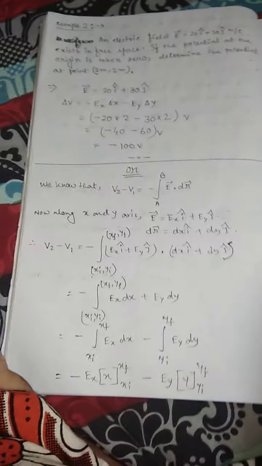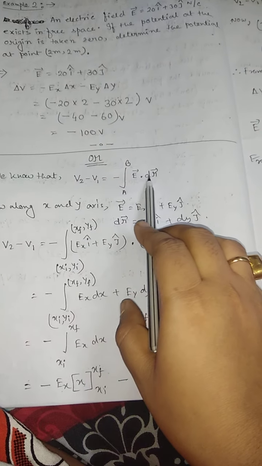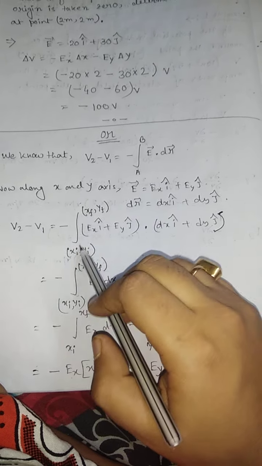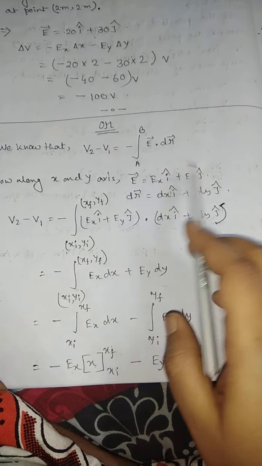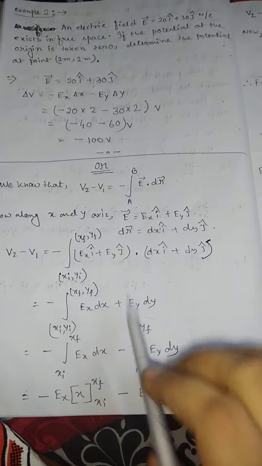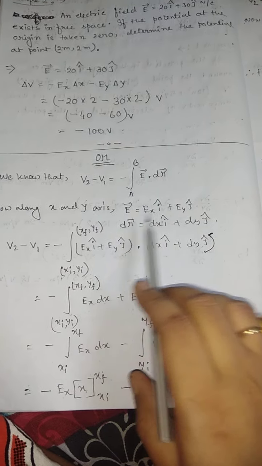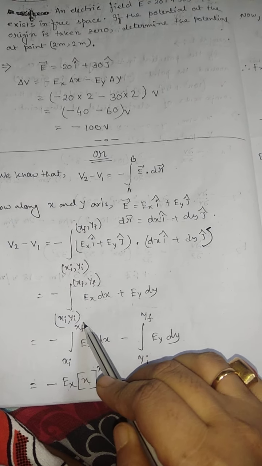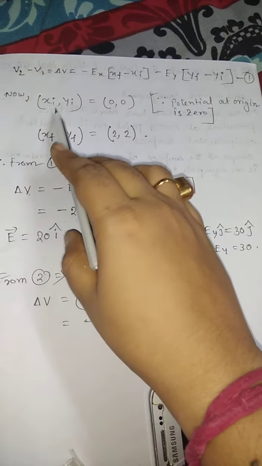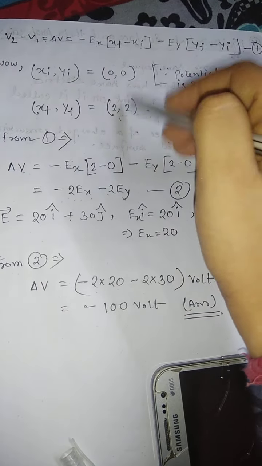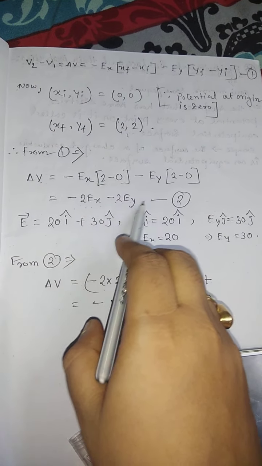Is it clear? First we consider this equation, where a is the initial point or origin and b is the final point. That is why we consider the coordinates this way and resolve along two axes, because in the given expression only i and j are there, meaning two axes. So we resolve E along two axes, and dr also in two axes. Now the dot product between them: we separate x, where we consider the limit of x, and y, where we consider the limit of y. After completing the integration we put in the coordinates xi, yi as 0, 0 and xf, yf as 2, 2. So 2 minus 0, 2 minus 0, and we have minus 2 Ex minus 2 Ey.